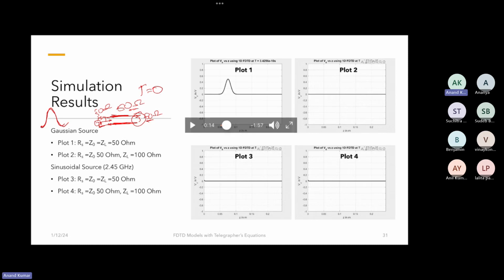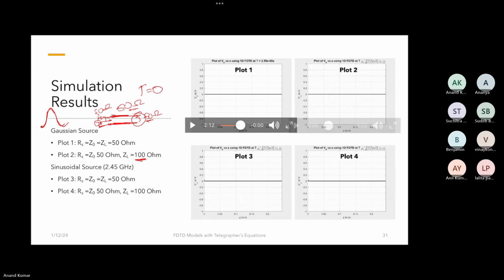So okay, you can see this travels to the boundary, and since the load is matched, there is no reflection. But in plot 2, we change the load impedance to 100 ohms, and over here you can see the Gaussian pulse.